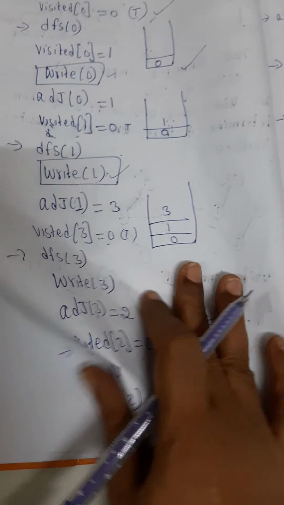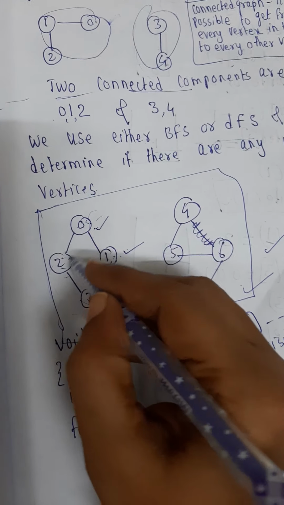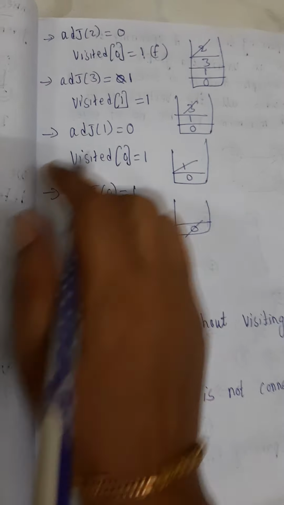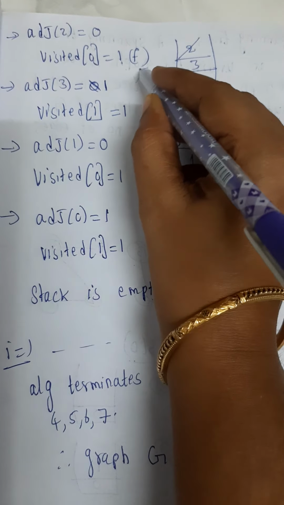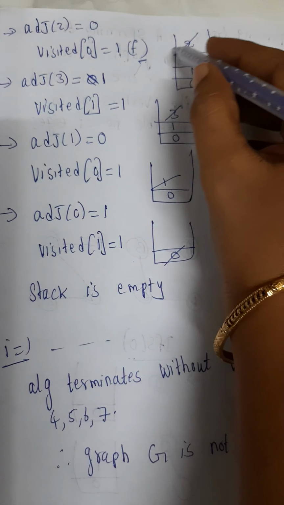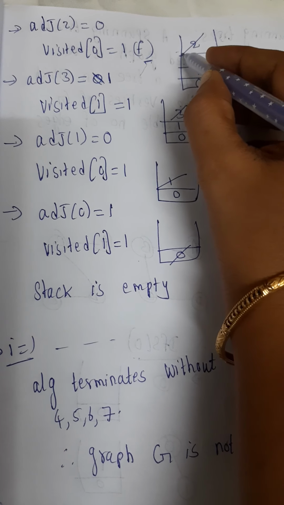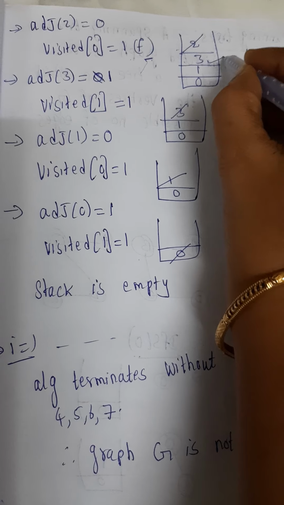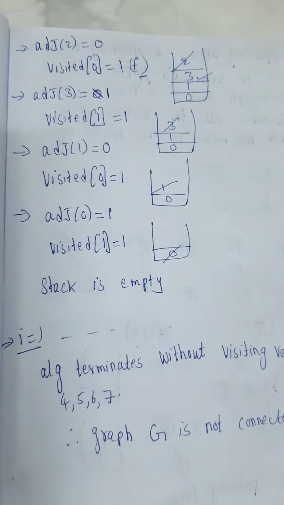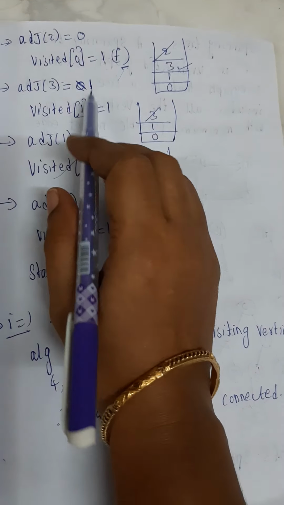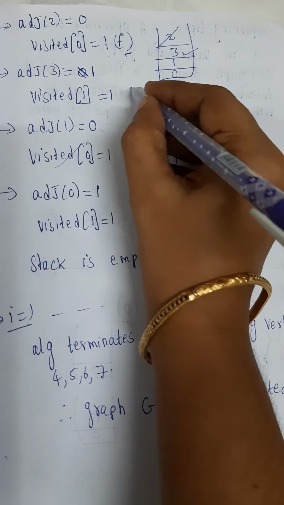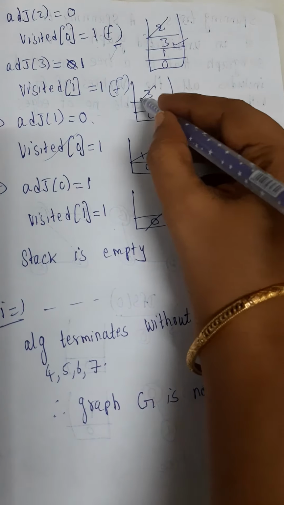Now adjacent vertex of 2. Adjacent vertex of 2 is 0. It is 0, but visited is 1. So it is becoming false. So since it is becoming false, you will be removing 2 from the stack now. So next what you have? 3. So adjacent vertex of 3. Adjacent vertex of 3 is 1. So 1 is already visited. So this is also becoming false. So 3 is removed now.